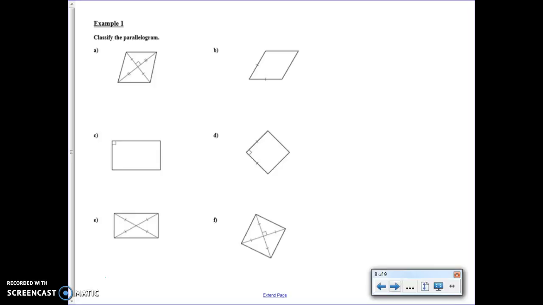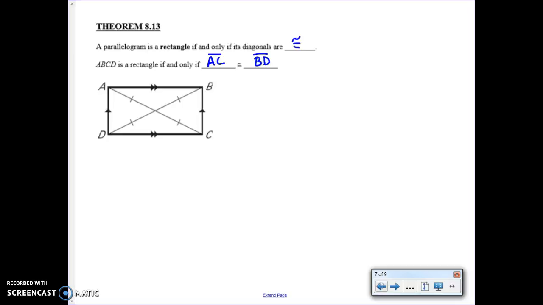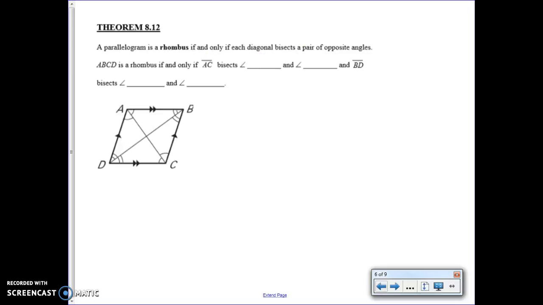Okay, so this next piece says to classify the parallelogram. I think, though, we did skip over one. Let's go over one more property first. So you need to jump back in your notes since we skipped over this one.